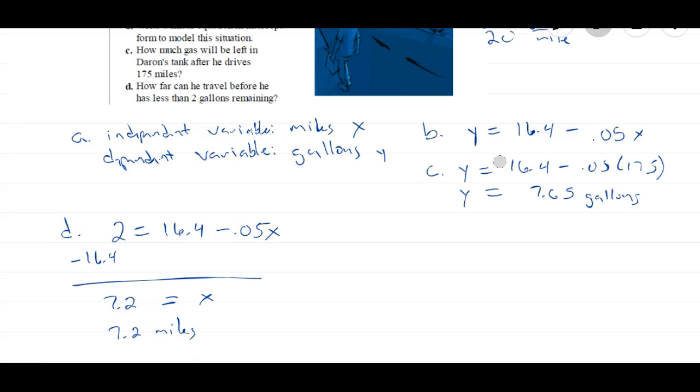miles. Sorry, that's actually not true. It shouldn't be 7.2. That's if you take 2 minus 1.64 and not 16.4. So you should end up with 288. That seems a little bit better, 288 miles.